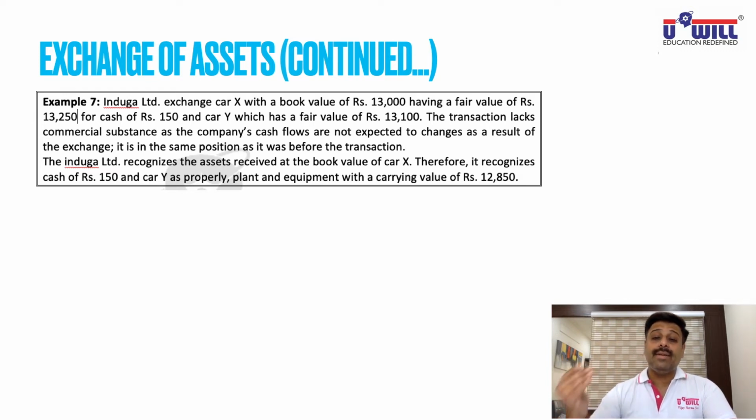Then what is to be taken? The carrying amount, the book value of the asset given up. What is the book value of car X given up? 13,000. Against that you receive 250 rupees in cash plus a new car. So the 250 rupees you receive in cash, you subtract. Means on the asset side, cash 250 you will show separately and car 12,850 you will show separately. So the total book value 13,000 will remain as it is. I hope everyone got this point. Lacking commercial substance, we don't take fair value. We take the book value of the asset given. These all can be asked in MCQs.